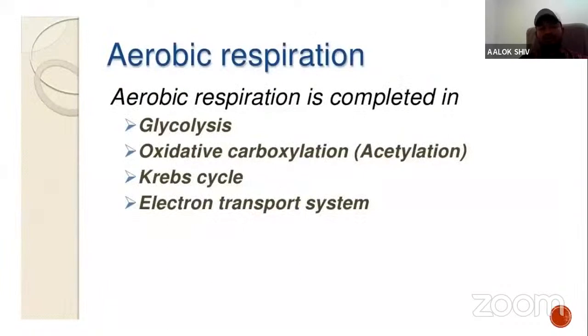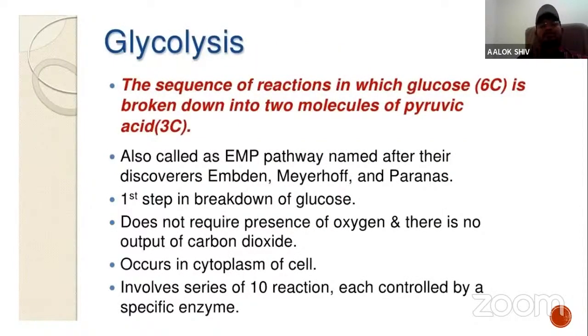So there are two types of respiration: aerobic respiration and anaerobic respiration. There are four steps in aerobic respiration. First is glycolysis, next is oxidative decarboxylation, next is the Krebs cycle, and the electron transport system. Glycolysis is the sequence of reactions in which glucose is broken down into two molecules of pyruvic acid.